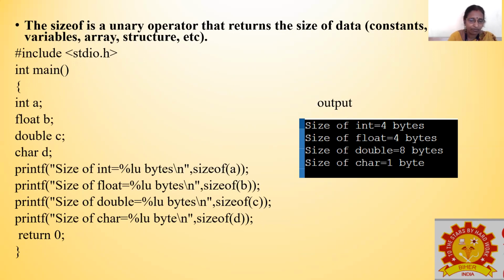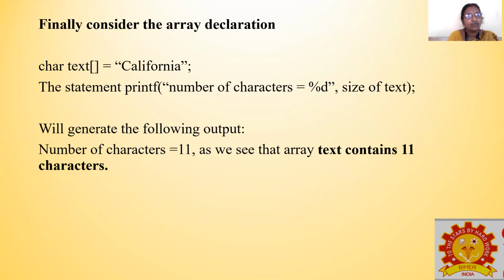So the output is given in parallel. Whatever variables you give, it will take the data type of the variable and find its size. Clear? Yes. So next, consider the array declaration.